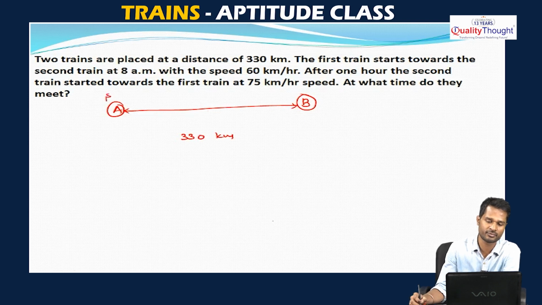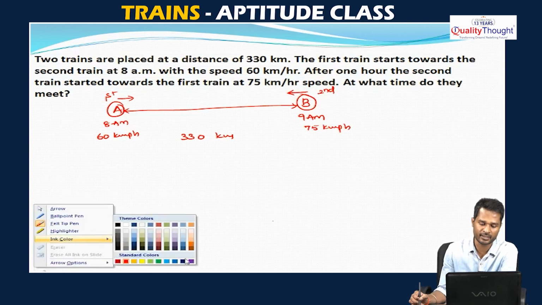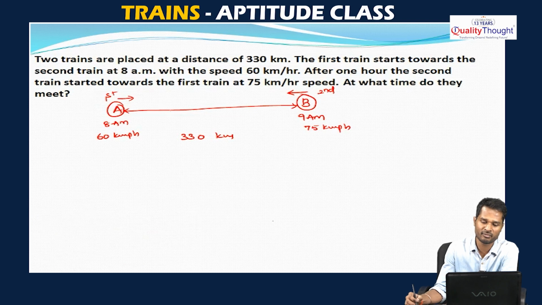Imagine the first train started from here at 8 am and the speed is 60 kilometers per hour and it is moving towards B. At 9 am the second train started from B, I will write here second train at 75 kilometers per hour. See, but the second train started at 9 am means the first train meanwhile travelled 1 hour. So 1 hour the first train has travelled. So imagine the first train is here after 1 hour, I will write here at 9 am.